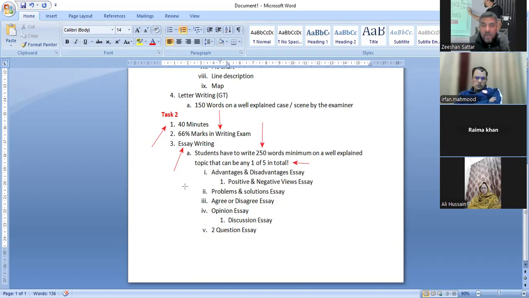5 common topics are advantages and disadvantages essay. Number 2, problem and solution. Number 3, agree disagree. Number 4, opinion. And number 5 is 2 questions essay. One question is of positive, of negative. Positive and negative views may appear, but this is always a subpart of advantage and disadvantage. And if essay says discuss, that means it is a part of the opinion essay. So it is the IELTS writing exam task 1 and IELTS writing exam task number 2.